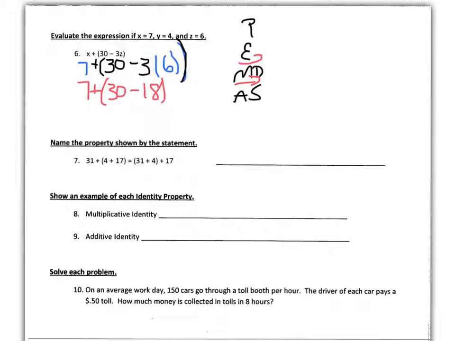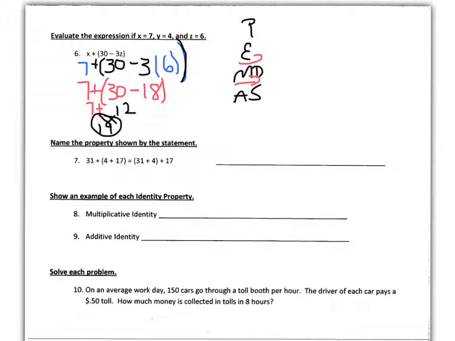Okay. Again, order of operations, I have plus, and then I have some parentheses here. So I need to take care of my parentheses. Okay, so 30 minus 18. So 30 minus 18 is 12. Bring down the rest, 7 plus 12. Okay, now we can go ahead and do that. 7 plus 12 finally is 19. And there's your answer.